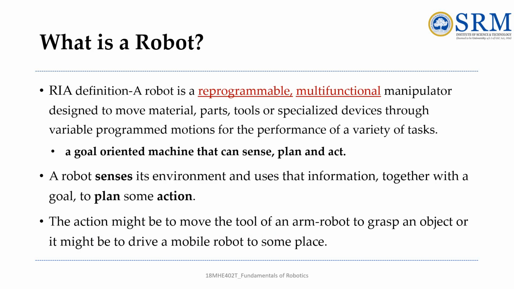And next, so what is a robot? That is according to RIA. Okay, the definition of a robot: it is a reprogrammable multifunctional manipulator designed to move material, parts, tools, or specialized devices through variable programmed motions for the performance of a variety of tasks. Okay. So it's like a versatile goal-driven machine that can be programmed to do different tasks. It can see and understand what's around it, make plans, and take actions. For example, it can grab things with its mechanical arm or move to specific places, all to achieve a specific goal. Okay.